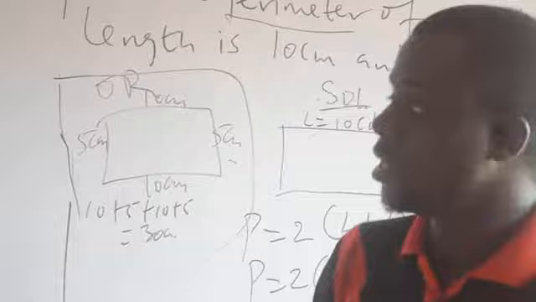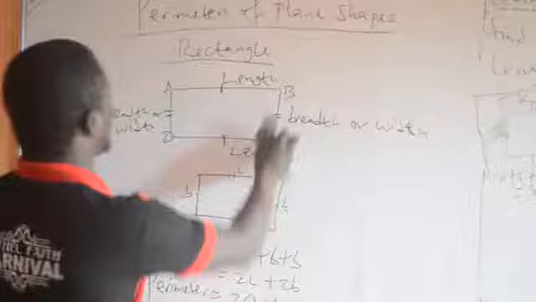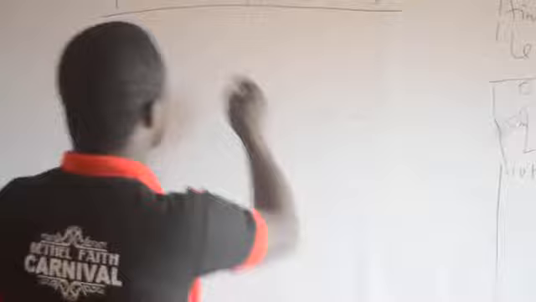Now, let's look at another shape. Let's go to the square. We are through with the rectangle. Let's look at the square. A square is a shape whose four sides are equal. All the lengths are equal. No one is bigger than the others. This is a square.